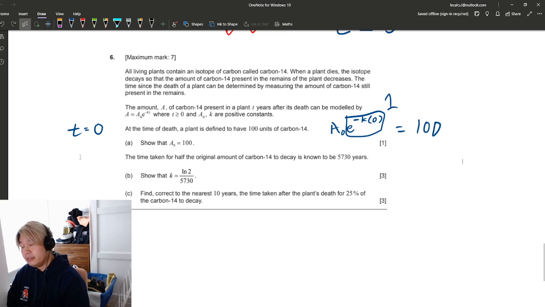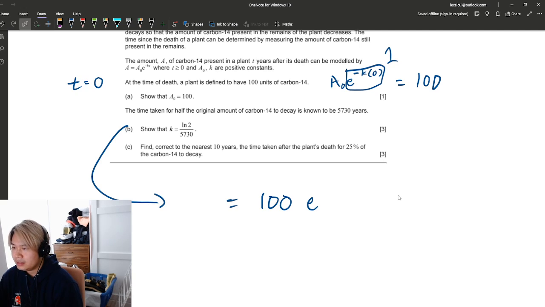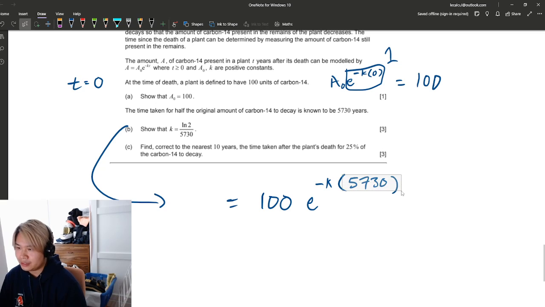The time taken for half of the original amount of carbon-14 to decay is known to be this many years. Show that k is going to be this value. Okay. So we know that if we start with 100, which is A0, e to the power of -k times t, and if I were to plug in the half-life, this is the time it takes to decay half of it. So after the first 5,730 years, if I started with 100, I should end up with 50. And then from here, we solve for k.